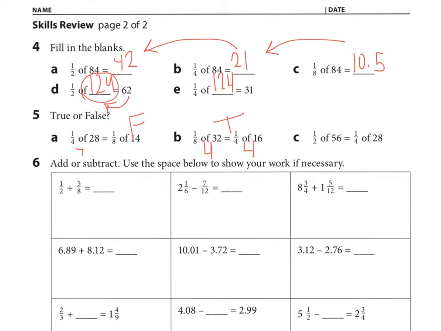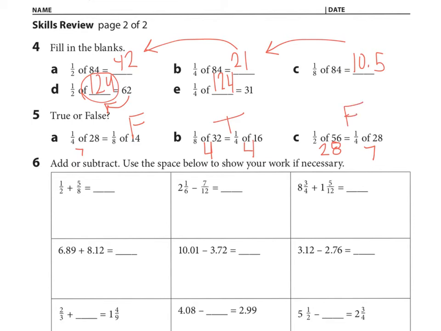And so I know that 1/4 of 28 is 7, and half of 56, well, I know half of 50 is 25. Add 3 more, 25, 26, 27, 28. So half of 56 is 28. So that is false. 28 does not equal 7.